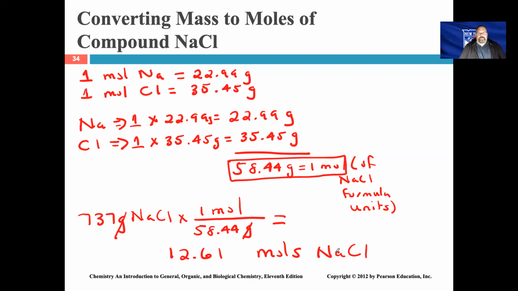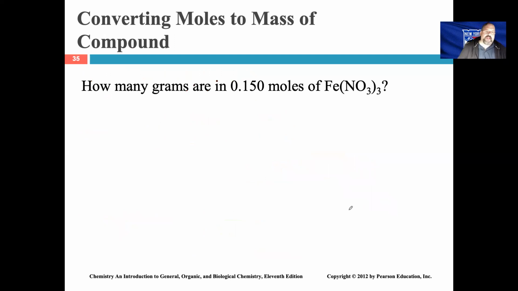Okay. So that's one example. The other example, now we're going to take a number of moles and convert that to mass. So the question here is how many grams are in 0.150 moles of iron 3 nitrate.